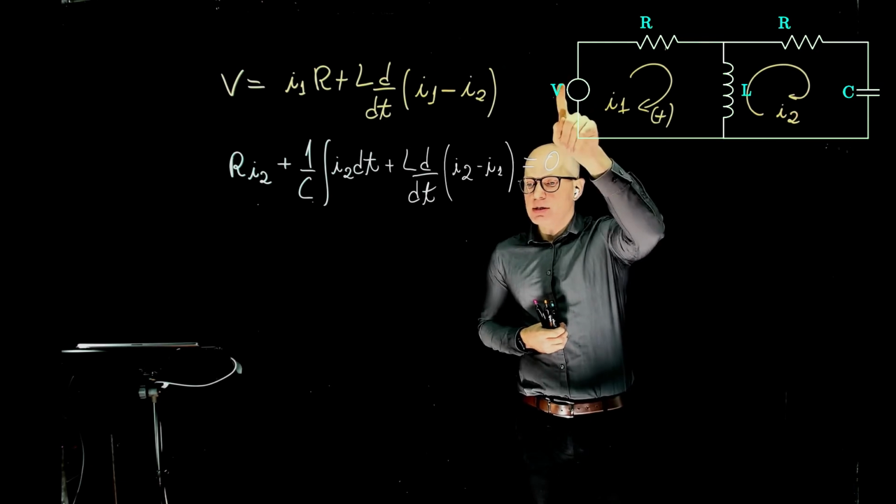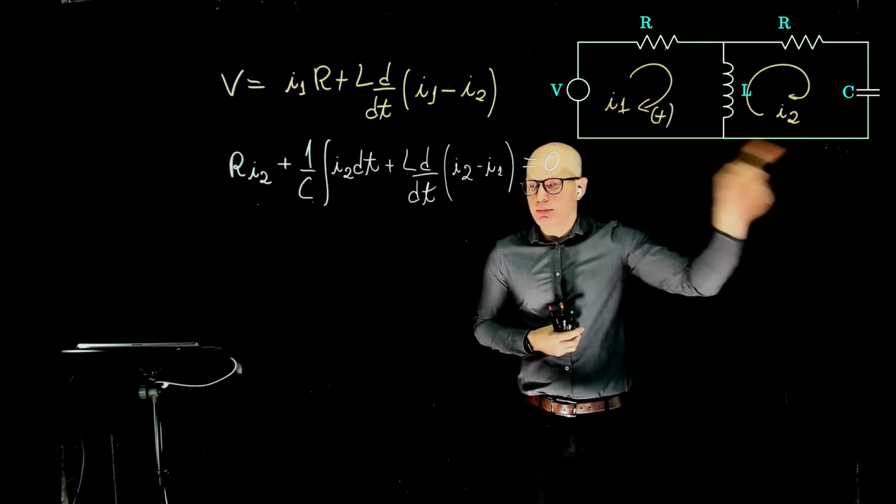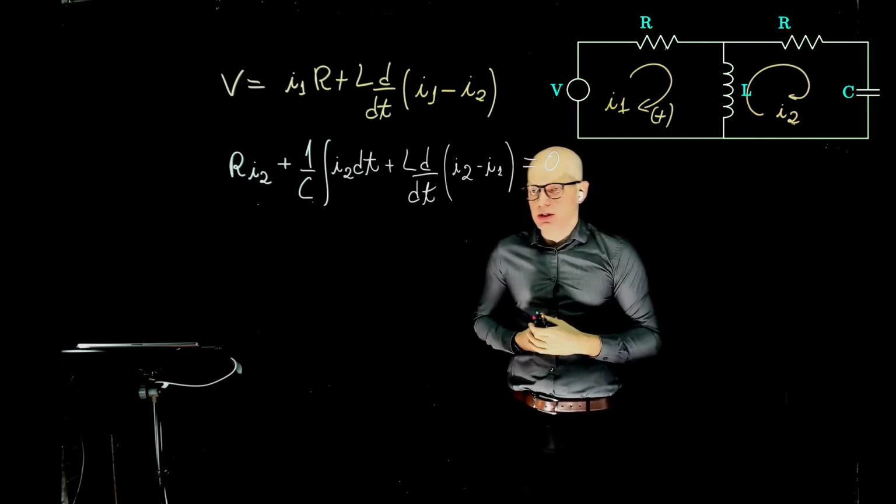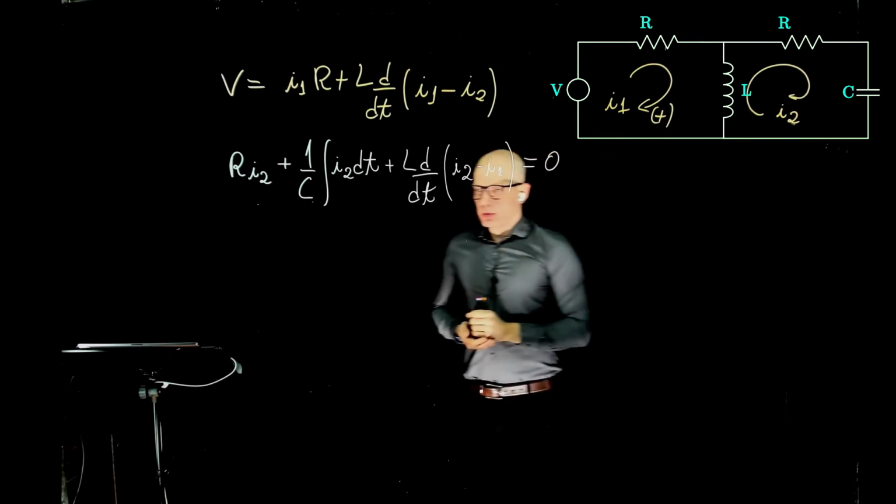Of course, V is influencing I2. That's what pushes I2 there as well. So there is an indirect cause there.